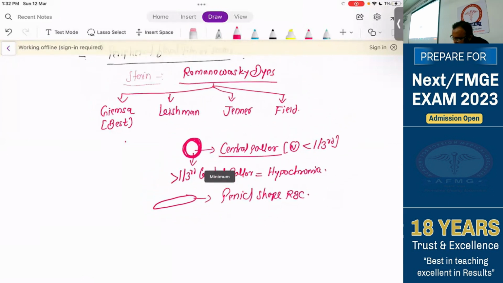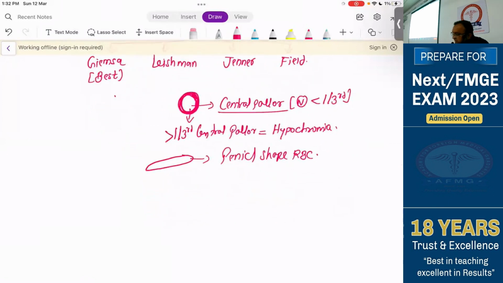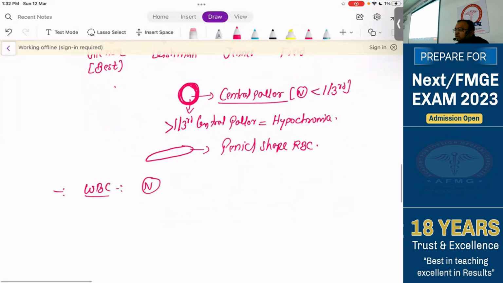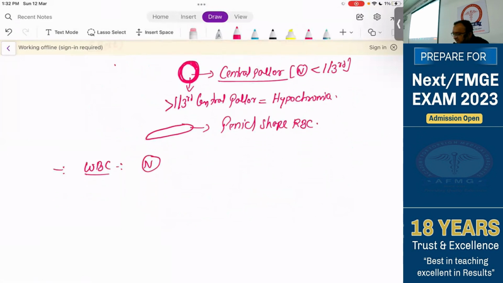Second thing, what happens to WBC? WBC remains normal. WBC कोई लेना देना नहीं है यहाँ पर, इसलिए WBC नॉर्मल रहता है. Platelet. Platelet count can increase. So here there is a thrombocytosis. So whenever iron deficiency is there, the patient used to have reactive thrombocytosis.